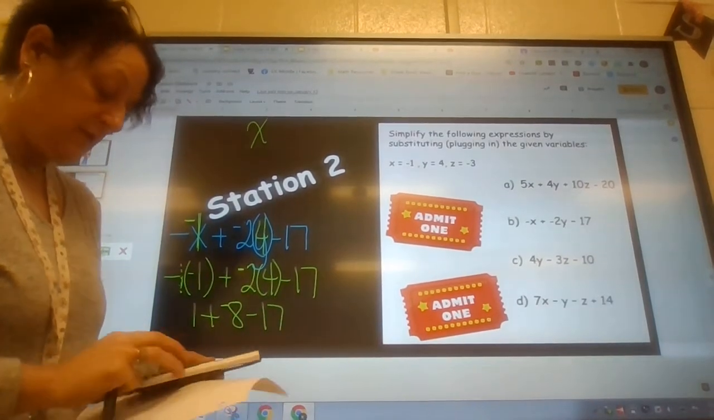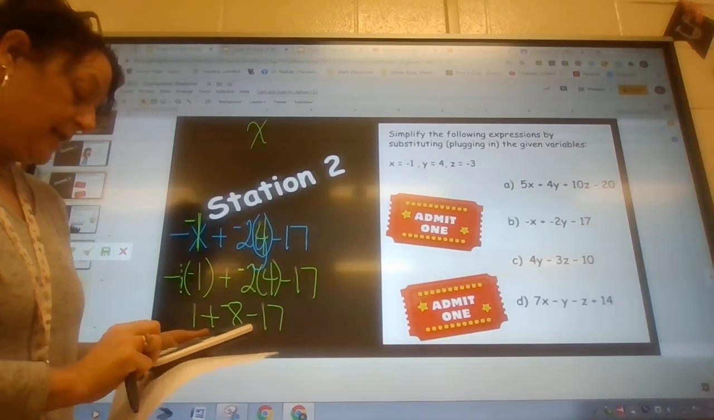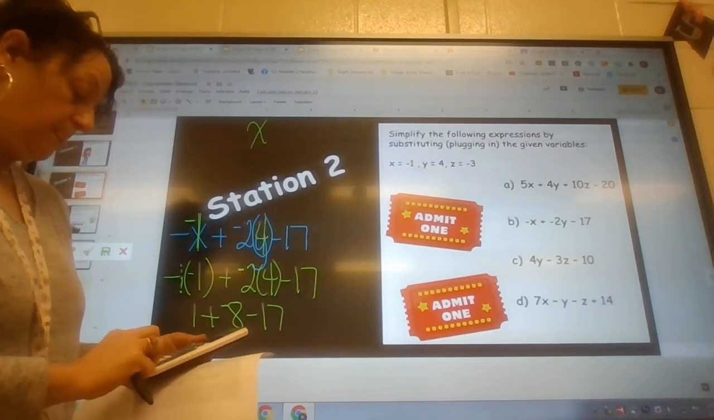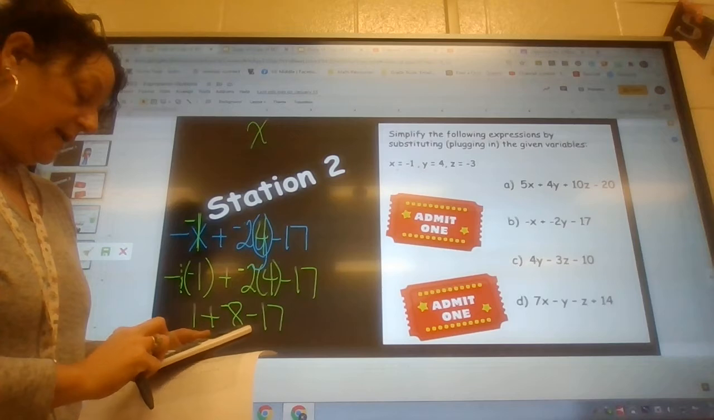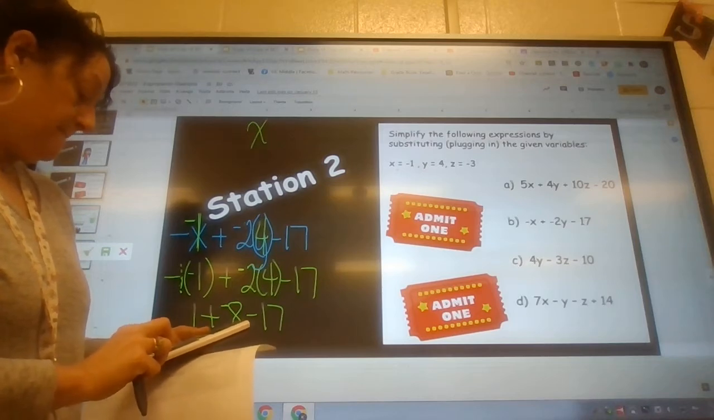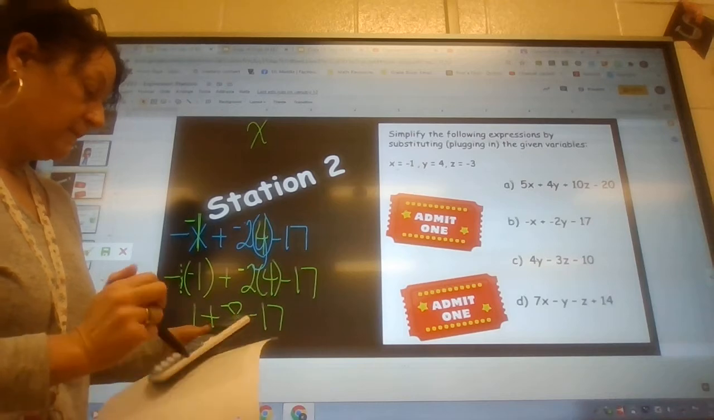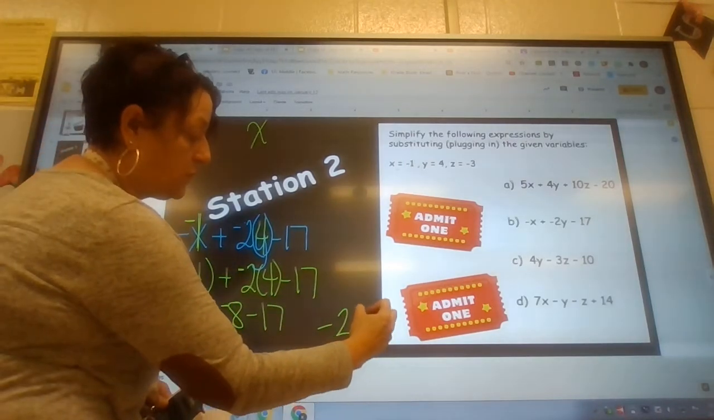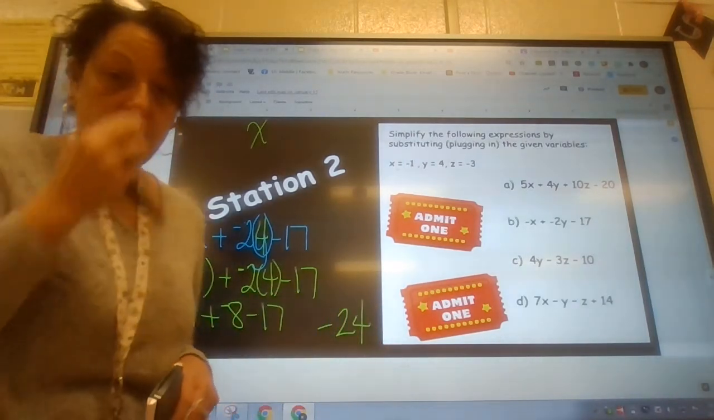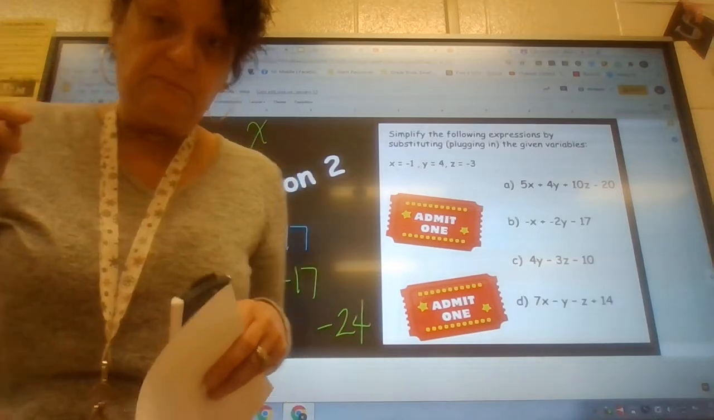Now I can put that into my calculator and I get 1 plus negative 8 minus 17. And I have a negative 24. And then you would put that on your answer sheet.